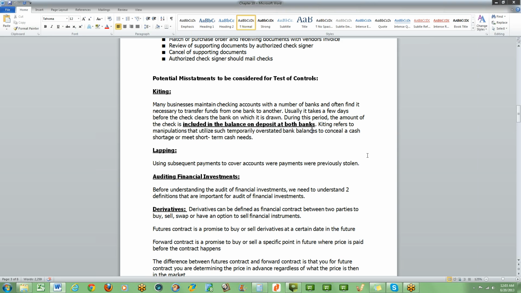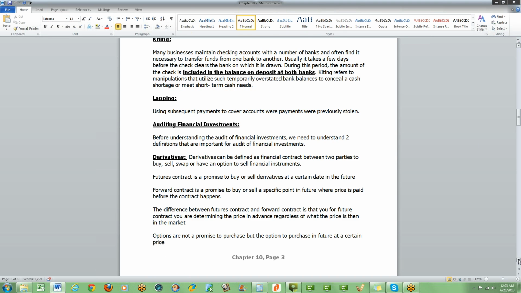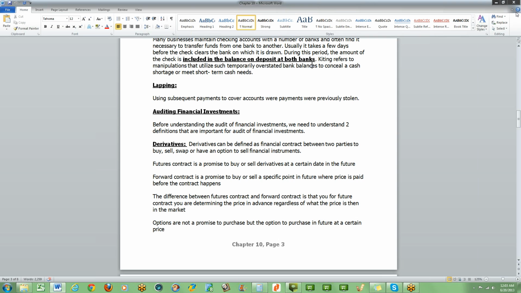In addition to cash, in this chapter we are also looking at financial investments. Okay, and in the financial investments, before we start, let's understand them real quick, what they're all about. Now, derivatives, options. Okay, let's understand what they are. And maybe you already know about this, but I'm just going with the presumption that you don't. A contract between two parties to buy, sell, swap, or have option to sell financial instruments.